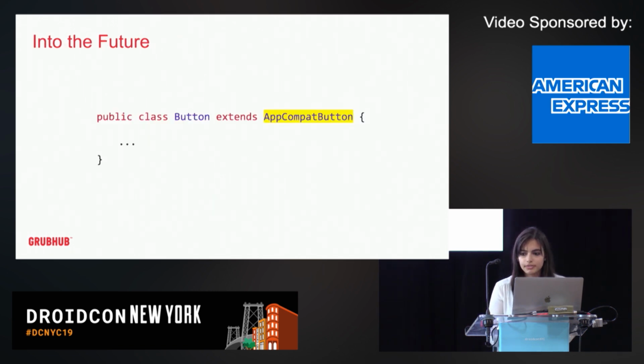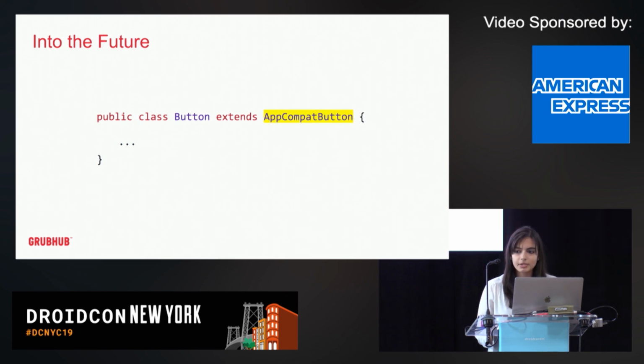So speaking of allowing for flexibility, one of the other things that we want for every library is to think about how it's going to evolve in the future. As I mentioned, when we originally built this, we were on version 7 of the support library, which meant we were using app-compat button. Now obviously there's material design components, and we'd want to upgrade to material button.